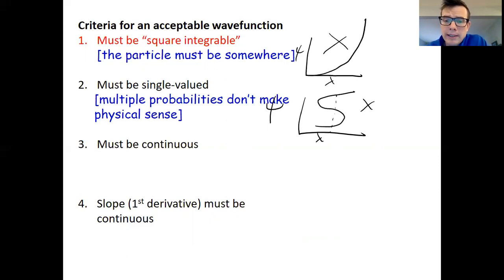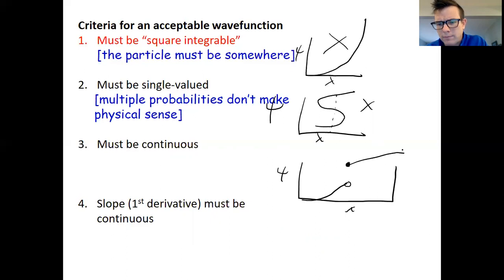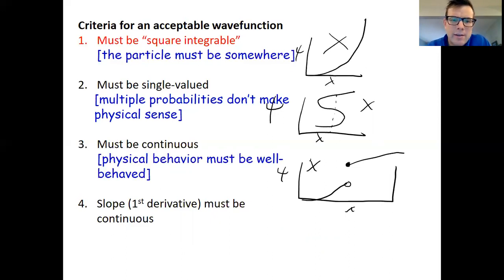The wave function must be continuous. So if I had a function which somehow looked like this, that doesn't work. And the reason is that the physical behavior of the wave function has to make sense. It can't be 50% here and then 75% here. It has to be continuous and smooth.